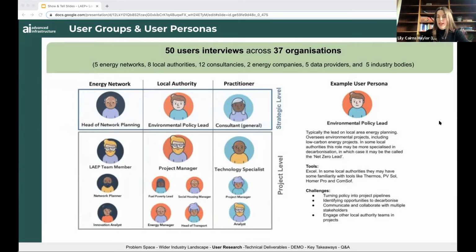We found common challenges and needs emerged in 6 core user personas and a further 8 secondary user personas. It was these personas that guided the user stories that formed our product backlog that built the development prototype tool we're going to show you today.